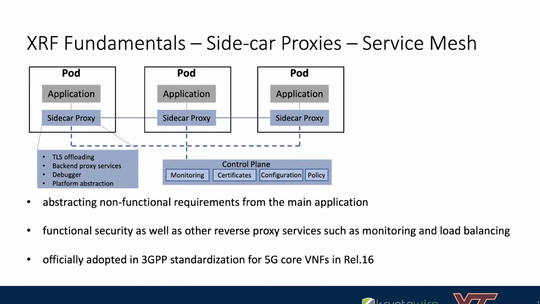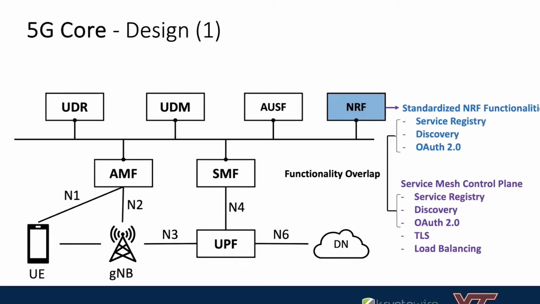And this design mentality is really what we built the entire XRF system upon. To segue into why we were inspired for this design, I want to look into how the 5G core service-based architecture is designed. Specifically, I want to talk about the NRF. If you look at the existing functionalities of the NRF, it serves as a service registry, and it provides discovery and OAuth2 distribution. So right now, a bunch of the functionalities provided by the NRF already coincide with some of the functionalities that a service mesh control plane is supposed to provide.